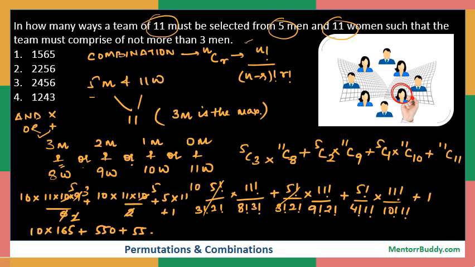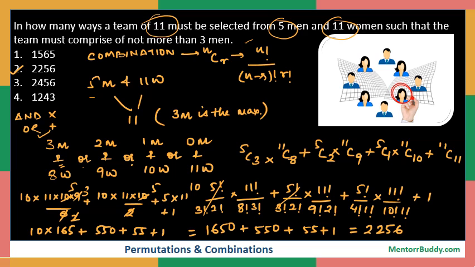So when I do the addition of these things, I will be getting 1650 plus 550 plus 55 plus 1. This is just a mathematical calculation. You can easily do this, and I will be getting 2256. So therefore, my answer to this question is option number 2.